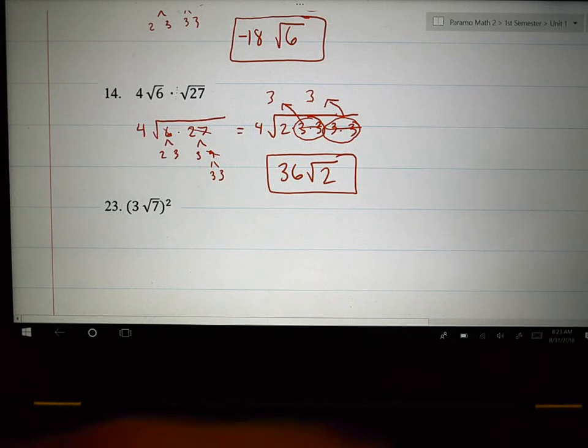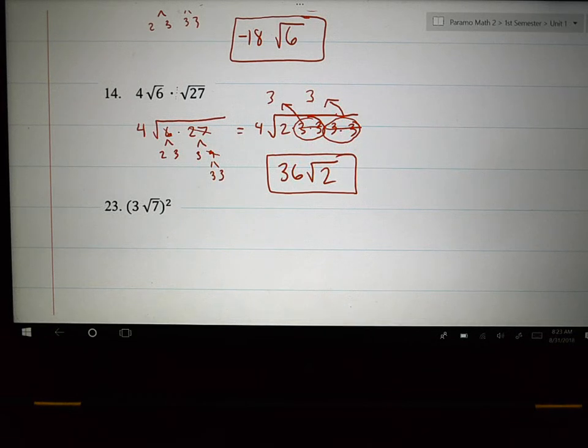The two key things: insides multiply insides, but break it down, make it smaller. It's going to make it easier on you. And outsides will multiply outsides.